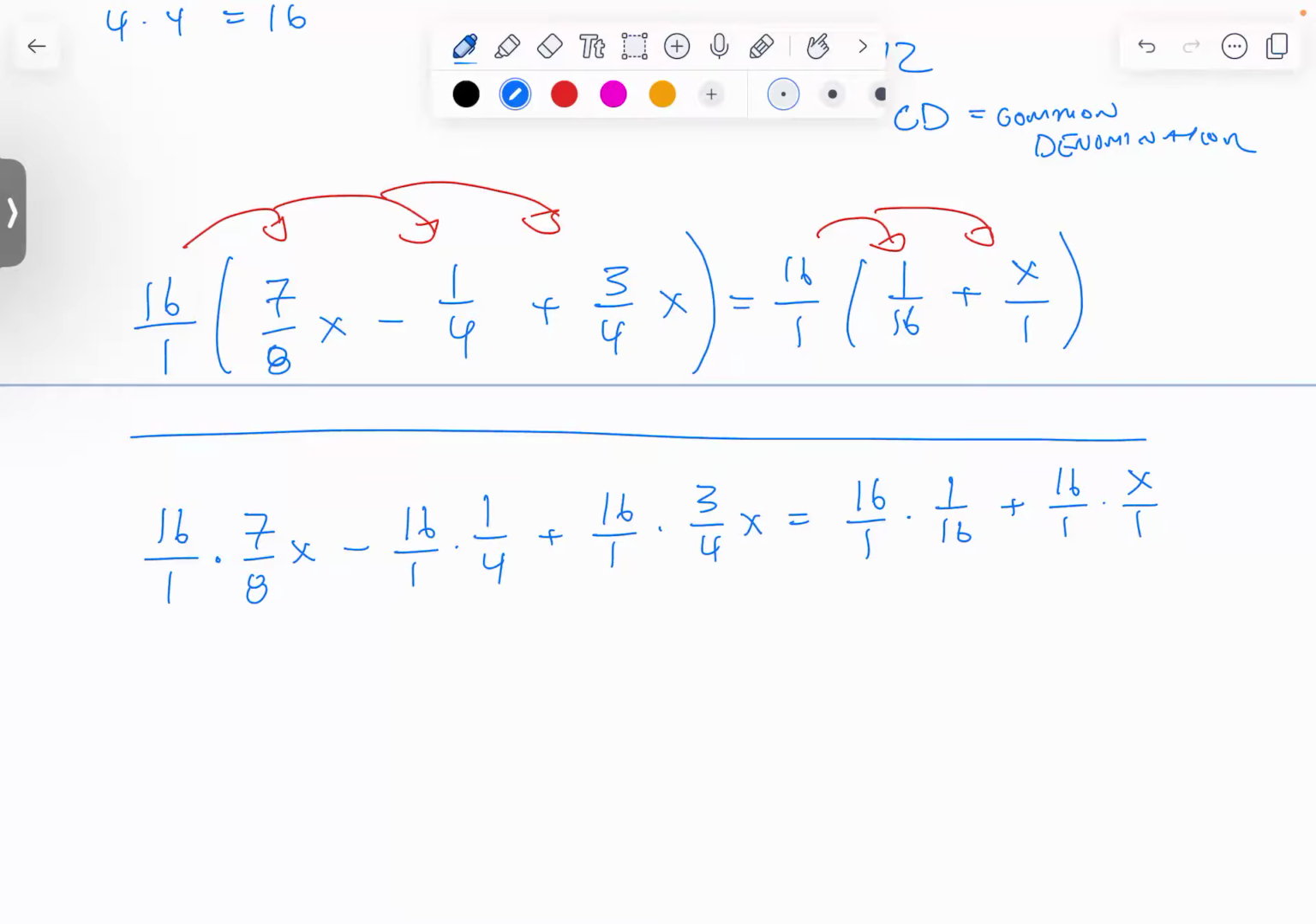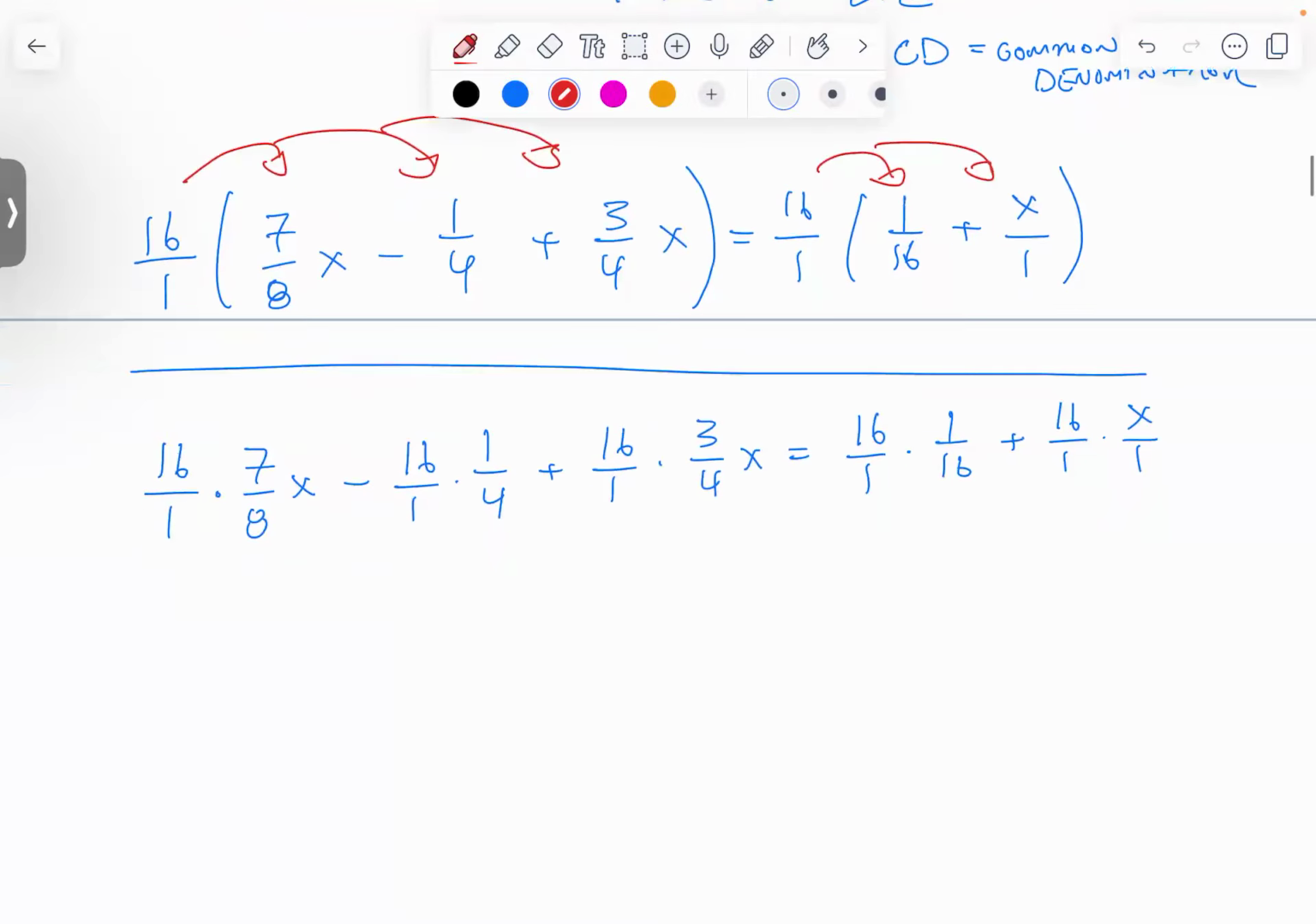Once I have this, when you get better at this, you can skip more steps, but I want to show this very thoroughly the first time. Notice that I just brought that 16 over 1 into every single piece, one little piece at a time, one expression, one piece of the entire equation at a time. I'm going to cancel my values. So 16 and 8.